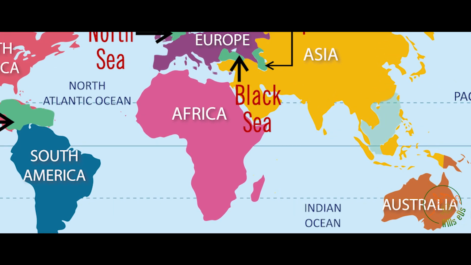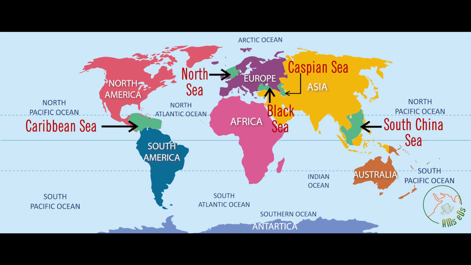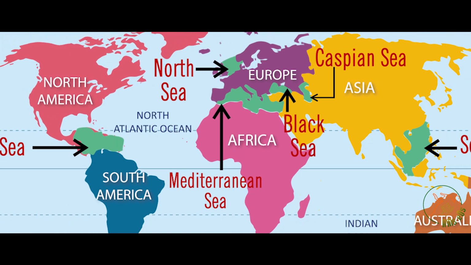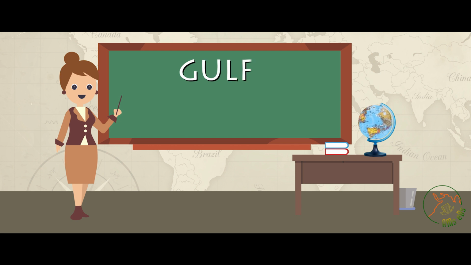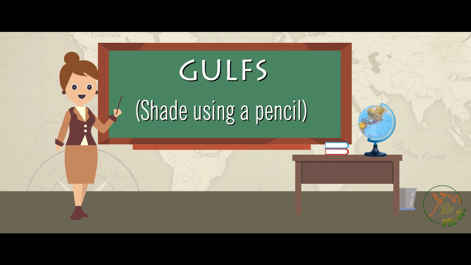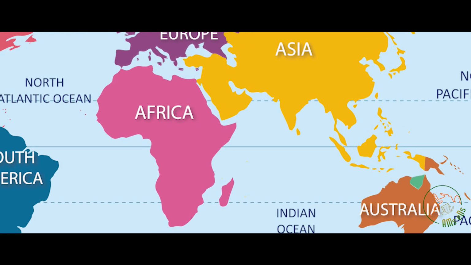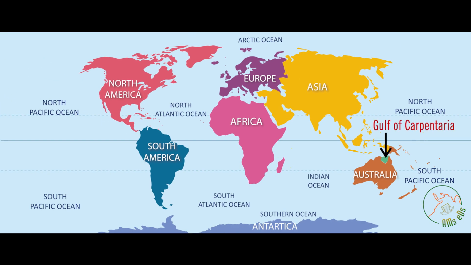The South China Sea is a marginal sea that is part of the Pacific Ocean. The Mediterranean Sea is an intercontinental sea that separates Europe from Africa and is connected to the Atlantic Ocean. The next category is those of the various gulfs in the world. The Gulf of Carpentaria is a large, shallow, and rectangular inlet indenting the northern coast of Australia.